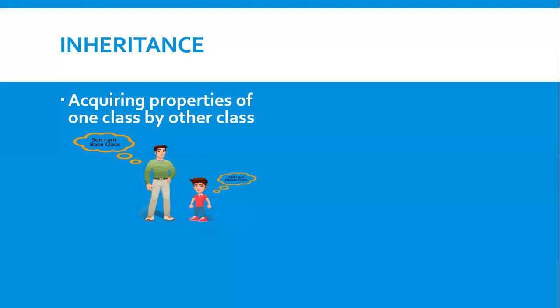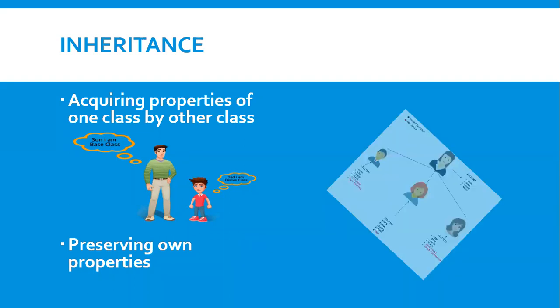Apart from the parent class properties, the child class will also have its own unique properties. That means there is no rule that parent class and child class should have the same number of properties. There is no such restriction. The child class may have its own unique properties, apart from the parent's properties. So the child class may preserve its own properties.